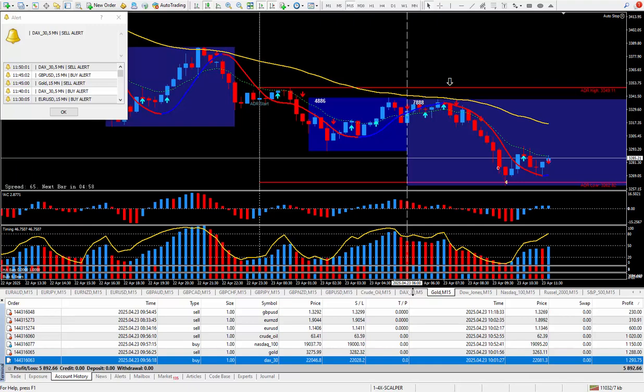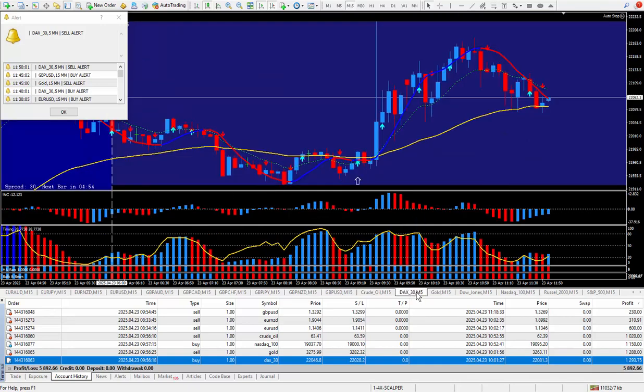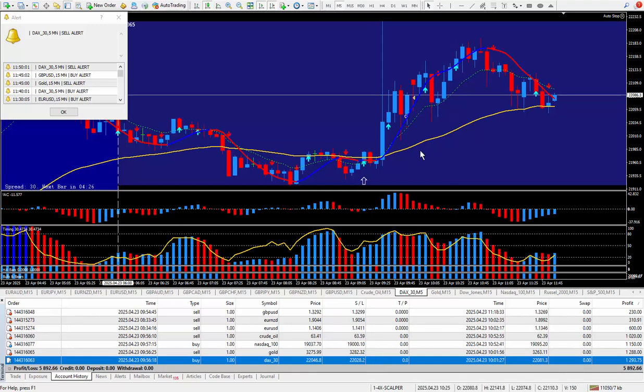Okay, let's move on to the last trade, the DAX 30. Now on this DAX 30, it does pay $3.75 for each tick. So I took the money and divided it by 3.75. Calculator says it's 345 ticks. So first off, let's just drag and drop this up, see where I got in at.